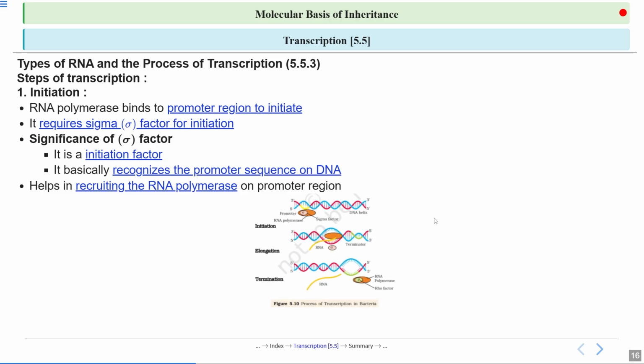So now I will explain it properly. Here we are going to talk about the different steps of transcription. There are 3 steps. First is initiation, then elongation, and then termination. Now what happens in the first step, that is initiation? We know what will happen: RNA polymerase will go and bind to the promoter region to initiate the transcription. We have studied that in a transcription unit, first there is the promoter, then a structural gene, and then a terminator.